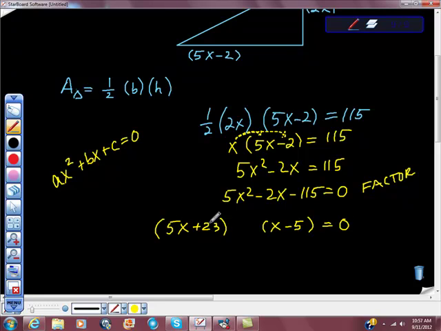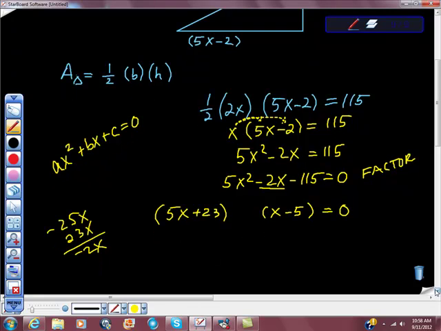And what I'm suggesting to you now is that if you FOIL this out, 5 times x is 5x squared. 5 times negative 5 is negative 25x. So here's my negative 25x that I have. 23 times x is 23x. And if I subtract the 2, I get that negative 2x, which is right here. Right? So I know that that works.